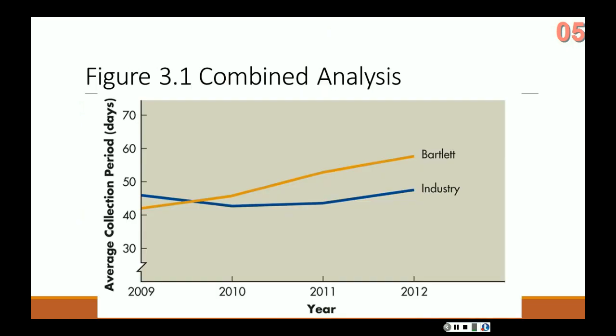If we were to look at the yellow line alone, so ignore the blue line, that would be an example of a time series analysis. We're seeing how Bartlett Company's average collection period has changed over recent years. When we include the industry averages as well, that's a combined analysis. So not only are we comparing Bartlett Company to itself across time, we're comparing Bartlett Company to the industry and itself across time.